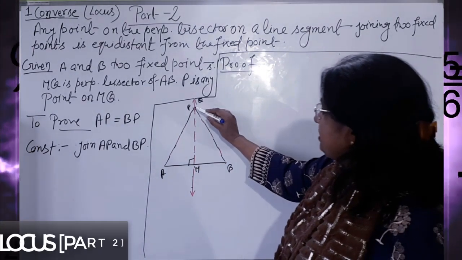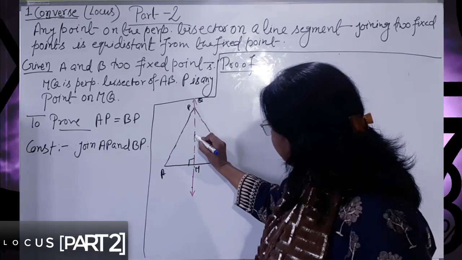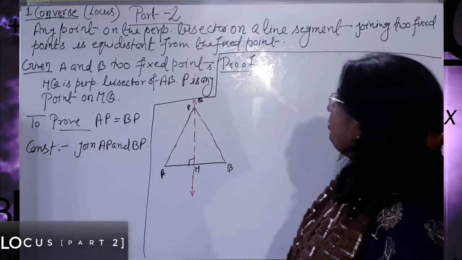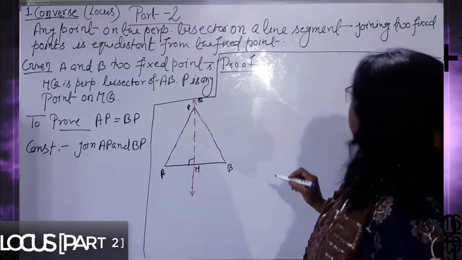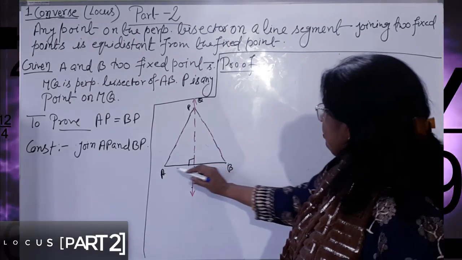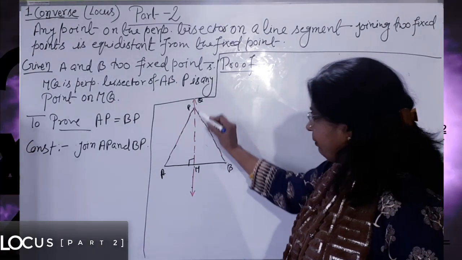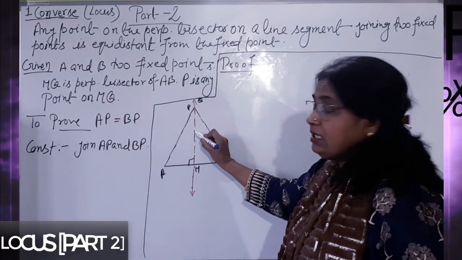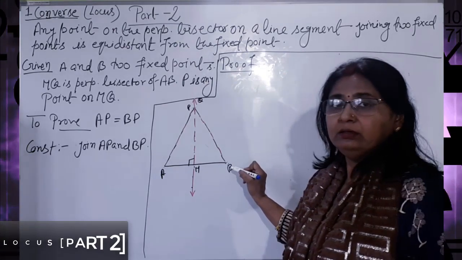Then this point is equidistant from A and B. That we have to prove. Any point on the perpendicular bisector of a line segment joining two fixed points is equidistant from the two fixed points. That means any point on the perpendicular bisector is equidistant from the two fixed points A and B. That we have to prove.